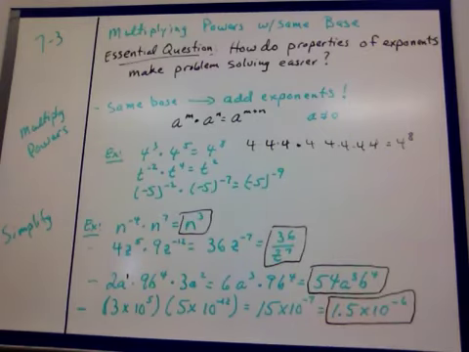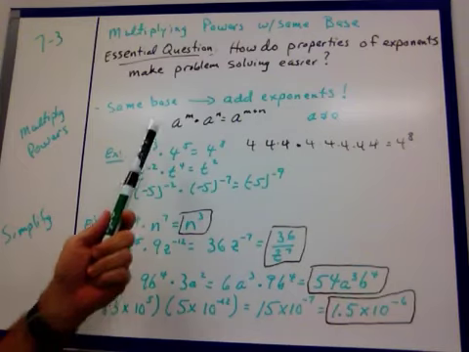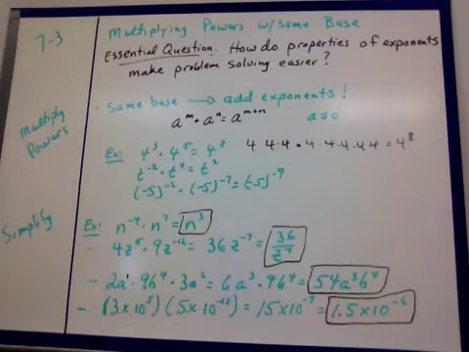Okay? So, multiplying powers, if the bases are the same, add the exponents. Okay? If you got numbers out front, multiply the numbers out front like you normally would. Common bases, add the exponents.